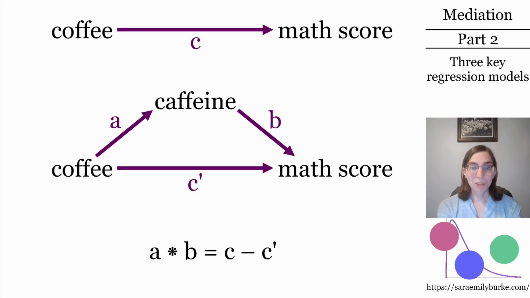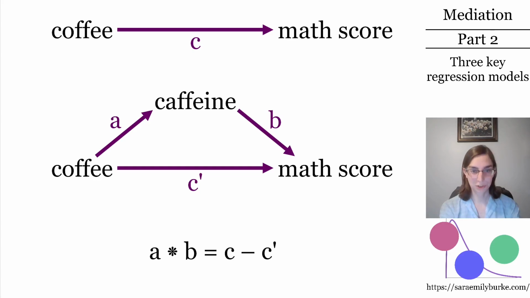Here's another way of representing these relationships. An arrow in this kind of diagram represents a regression slope. At the top of the screen is a representation of the model where coffee predicts math scores without adjusting for caffeine, without including caffeine as a predictor. The slope in this model is labeled c.